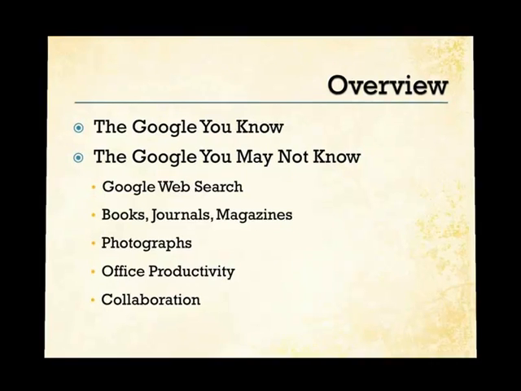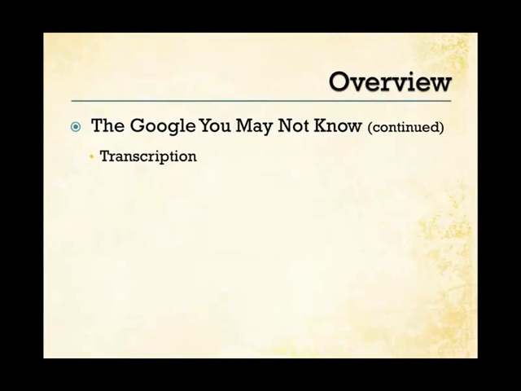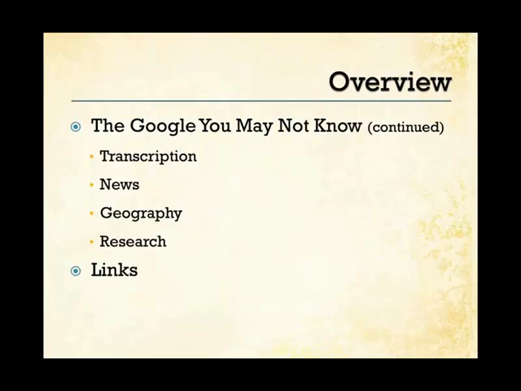Continuing with the Google you may not know: transcription, news, geography, research. And then there are links on the syllabus, the handouts that are being posted on the Legacy Family Tree website. There are probably over 20 or 30 links that are all clickable in the document. So everything that I will visit as a Google product or service, you will be able to replicate on your own. So let's get started.